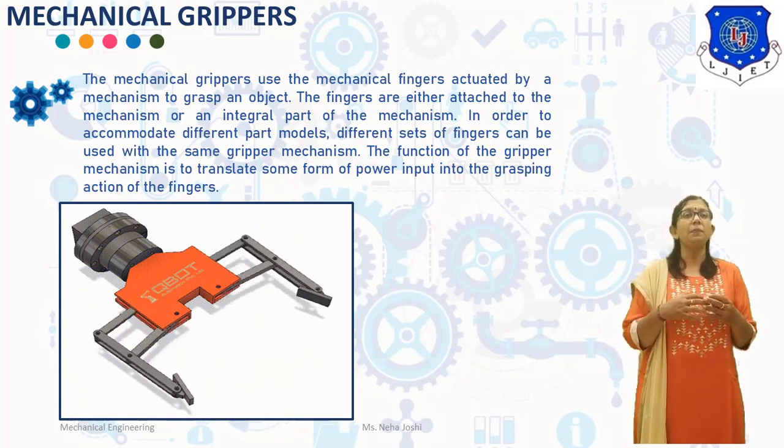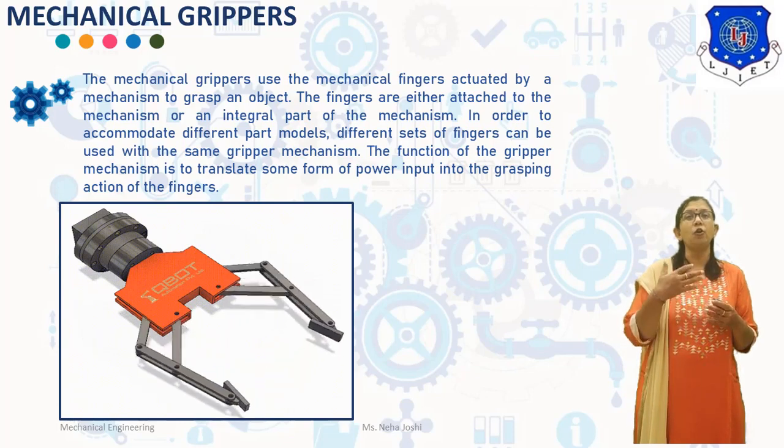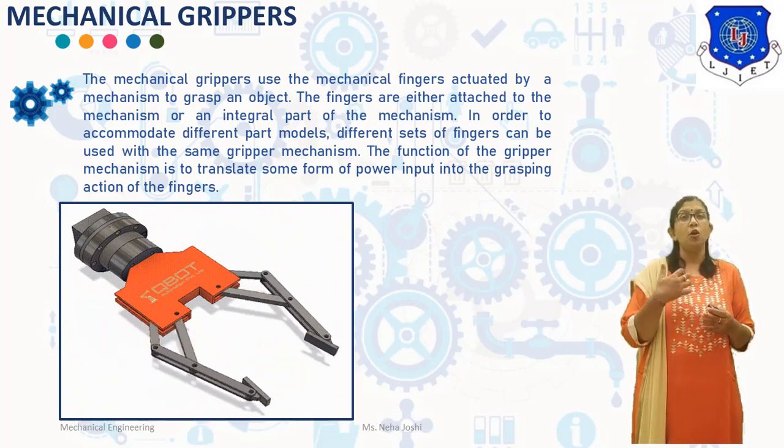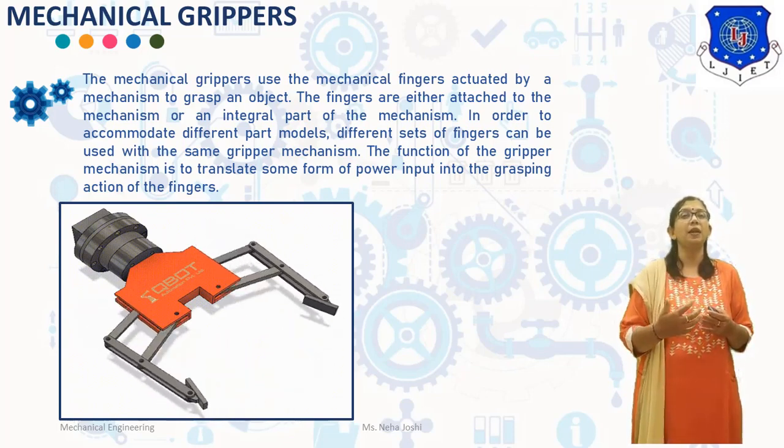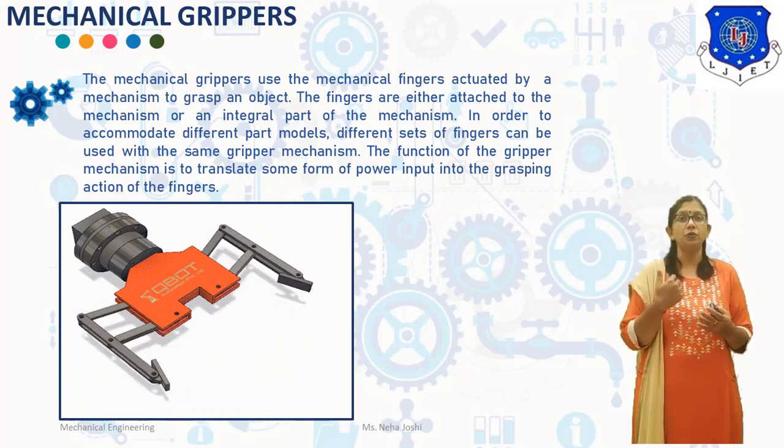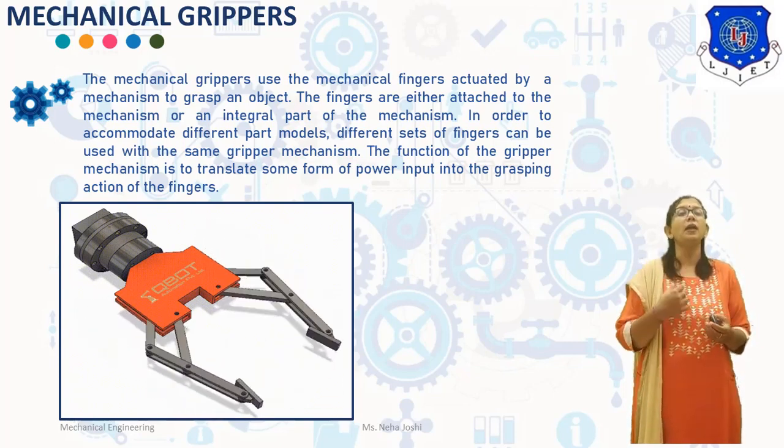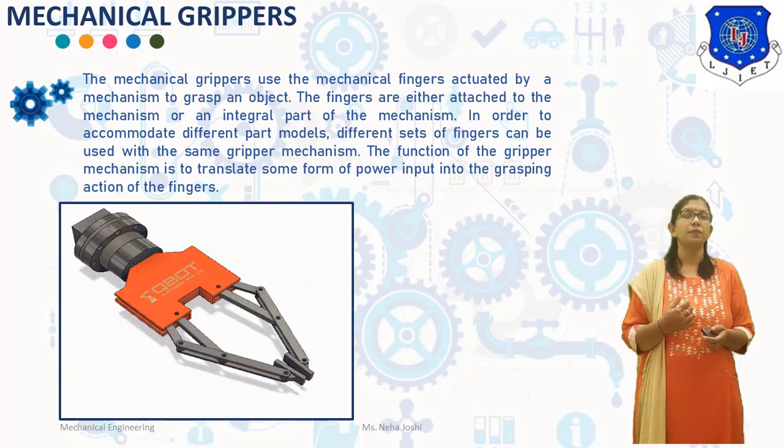Mechanical grippers are used for holding material in the automobile industry and ports. For their different mechanisms, gear mechanisms and cam linkages are used. Here you can see how a mechanical gripper works.